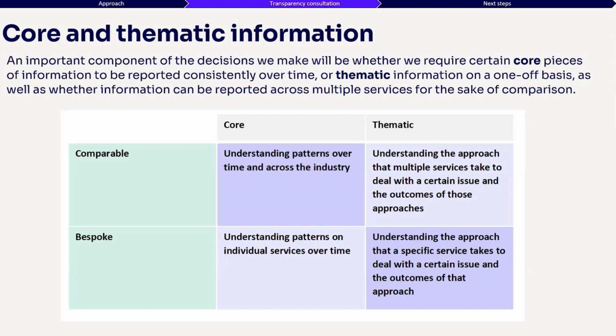So when we're deciding what goes into a transparency notice each year, we'll have to consider if it's possible to require information that produces comparable insights across the industry, or whether information requirements are going to need to be bespoke to remain appropriate and relevant. So overall, each service's notice might end up including some core requirements, those that are requested year on year, and some thematic requirements specific to that point in time. And there might also be some elements of the notice that are the same as other services, comparable information, but also some that are bespoke and tailored to the service itself.